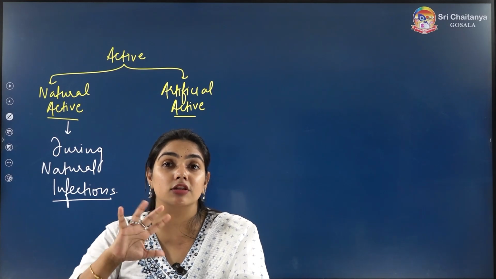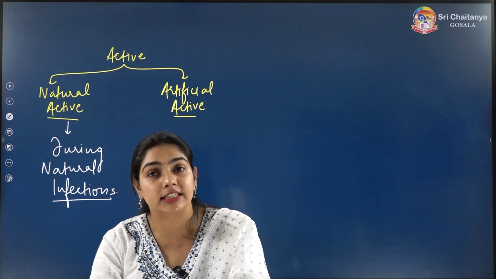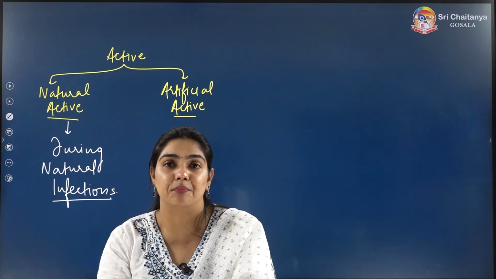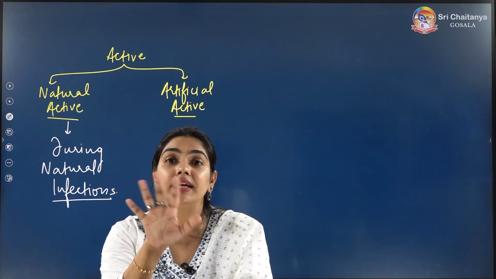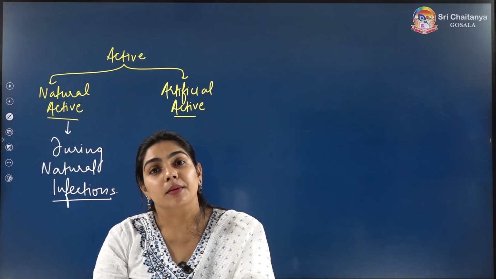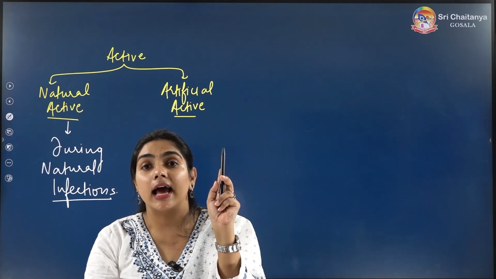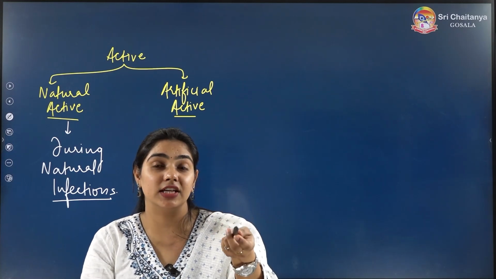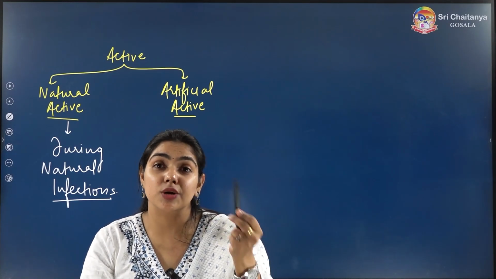So is it an active process or a passive process? It is an active process, because I am giving you the pathogen in the killed form. I am not giving you antibodies. You are only making your own antibodies. But this pathogen has not come to your body naturally. I have given it to you. So it is an artificial process.